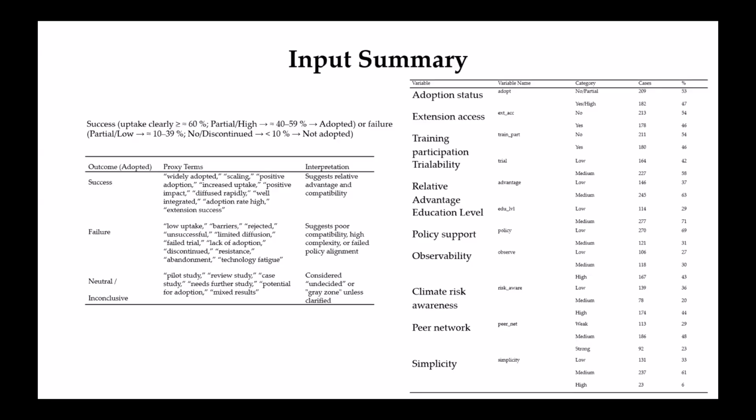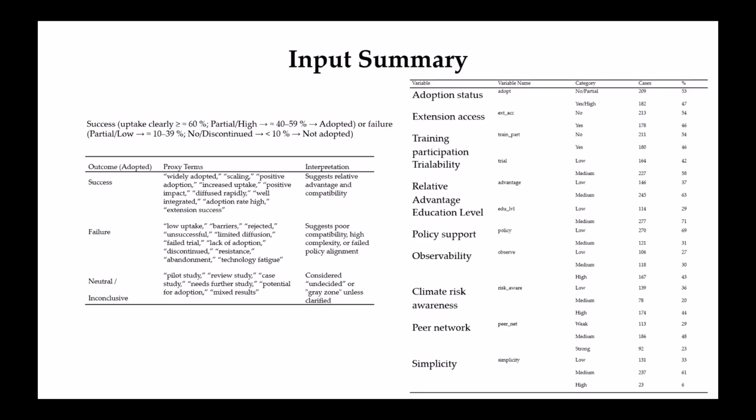Of course, because of the nature of the work, we could have a lot of different neutral or inconclusive terms, such as pilot study, review study, case study, needs further study, potential for adoption, mixed results. We decided these are undecided or a gray zone, or we didn't include that study. So many of the studies actually dropped at this stage. We also think about the very important variables, the predictors.